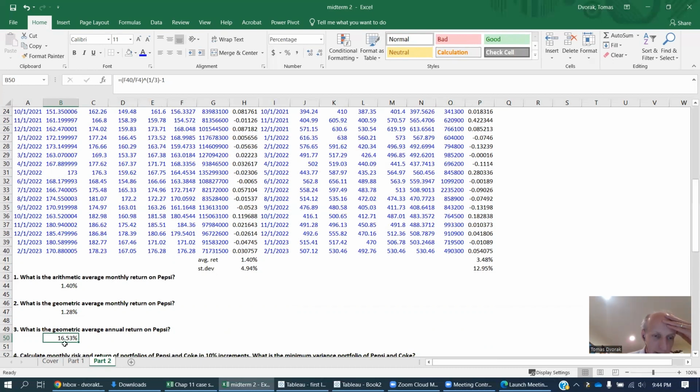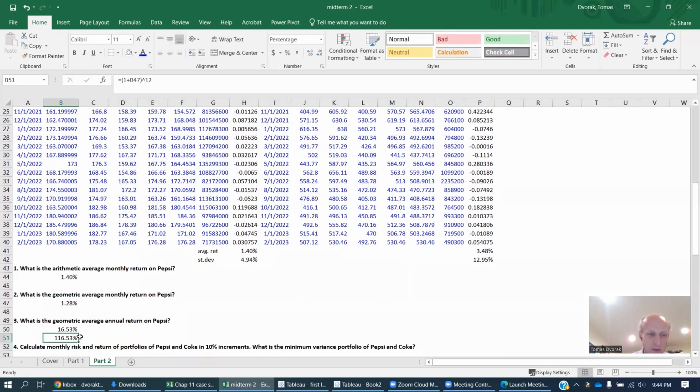16.53 annual. Because I can calculate that another way. I could just take really 1 plus the monthly return and raise it to the 12th power. Okay, and subtract 1 from that, and it will give me the same number.